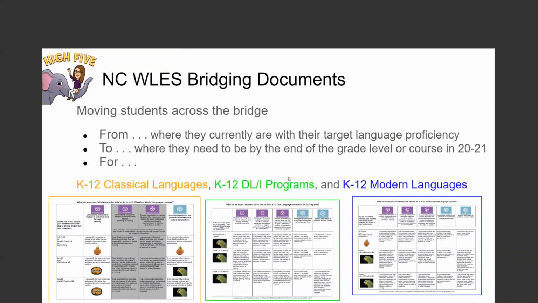So we have these documents for K-12 classical languages, that's like Latin and ancient Greek. We have them for K-12 DLI programs where students are learning language through content. And we have them for K-12 modern languages where students are learning language when it's taught as a separate subject. So I'm going to give you a moment. You should have received an email with those handouts earlier today, probably right before our broadcast began. And they're also available on our website where this webinar information will be. So go ahead and pull those up if you have them.